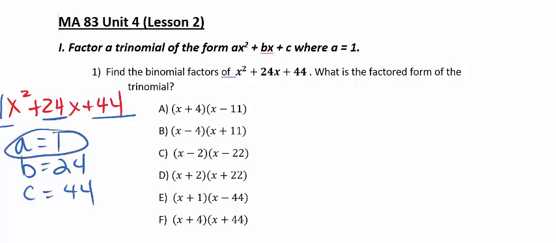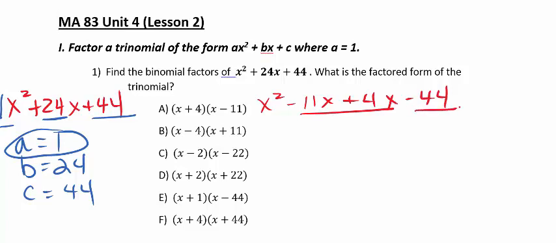First, we're going to review how to FOIL. We're going to multiply out each one of these and simplify to see which one gives us x squared plus 24x plus 44. So for a, we get x squared minus 11x plus 4x minus 44. When we combine like terms in the middle, a negative 11x plus 4x does not give us 24x. And then here we have a minus 44, and we need a plus 44. So a does not give us the trinomial.